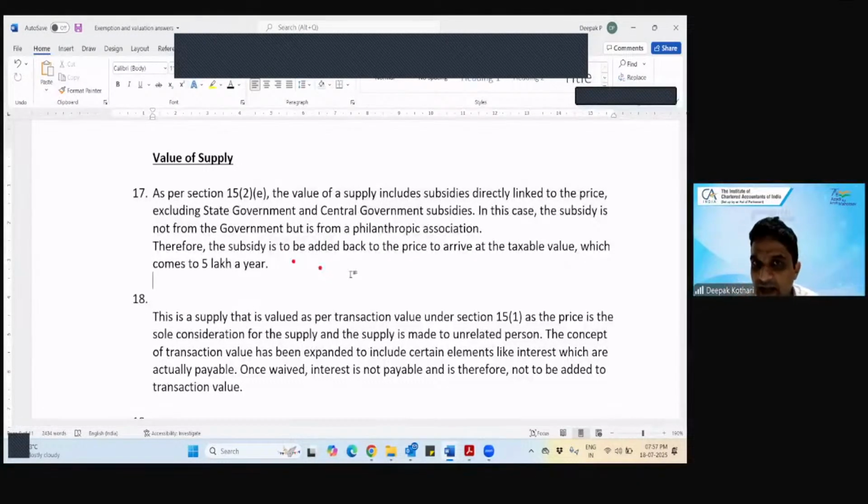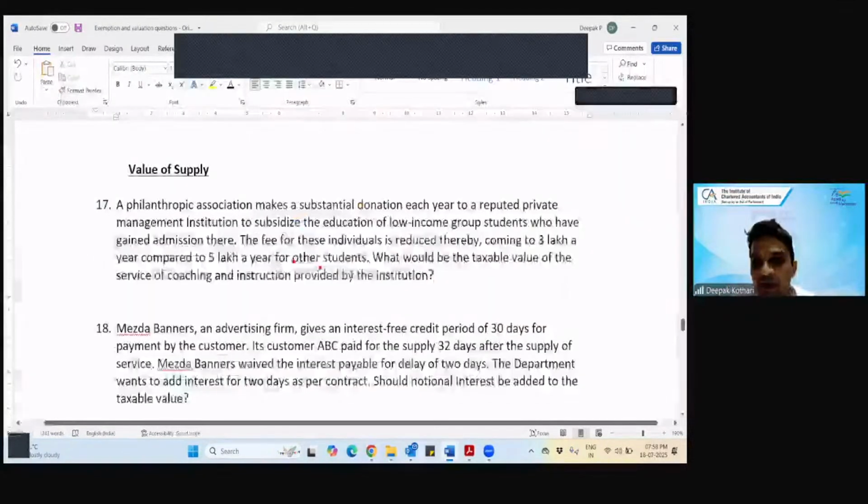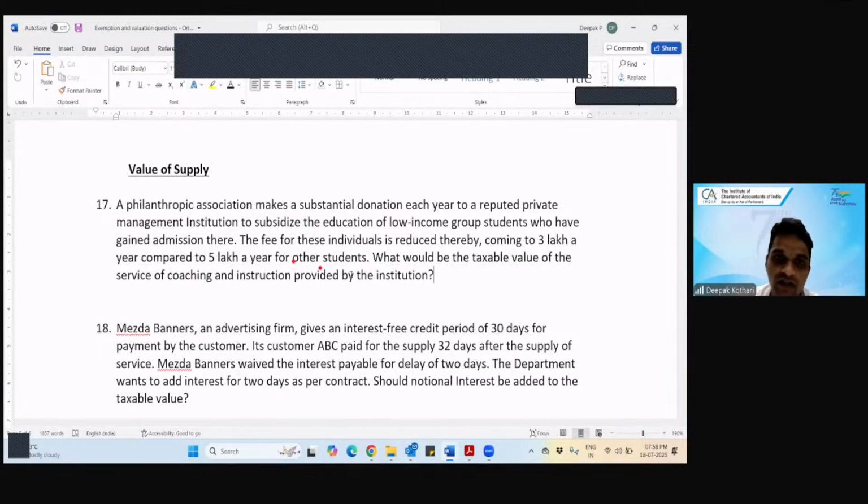It will not be 3 lakhs. The price they generally provide to other students is 5 lakhs. Now, because they're getting a subsidy, it is becoming 3 lakhs. But since this subsidy is received from a non-government organization, 5 lakh itself is the value.